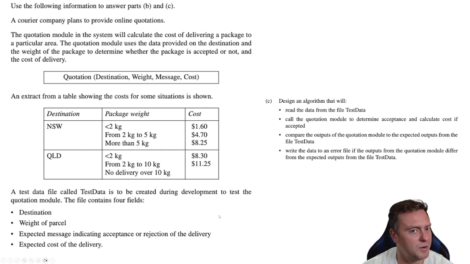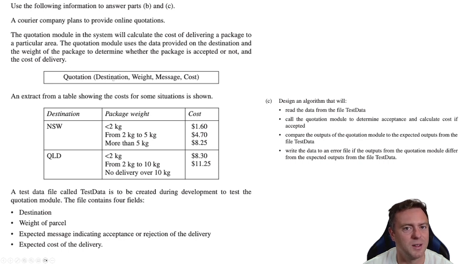Cool. So now a little bit more complex one. Use the information in the following parts B and C. A courier company plans to provide outline quotations. The quotation module in the system will calculate the cost of delivering packages to a particular area. The quotation module uses the data provided on the destination and the weight of the package to determine whether the package is accepted or not, and the cost of delivery.